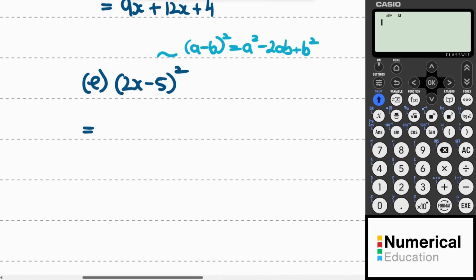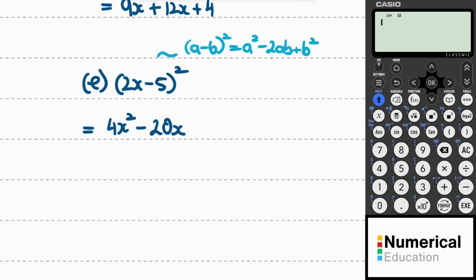Now continuing on, this is what I would do. The first term that I have is 2x, but I know I have to square that term. So that's going to look like 4x squared. And I write that down before I worry about what the next term is going to look like. So that's the first part of my answer. The middle term is going to be minus two lots of the product of the 2x and the 5, but make sure you double that at the very end. So 2x lots of 5 is 10x, so it'll be 20x.